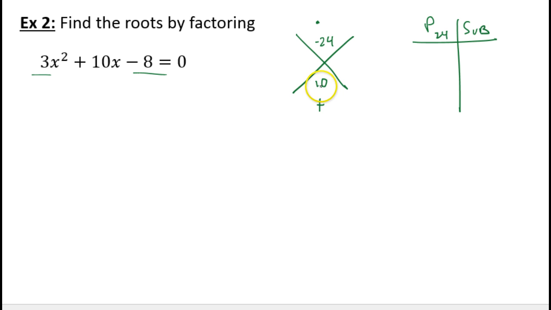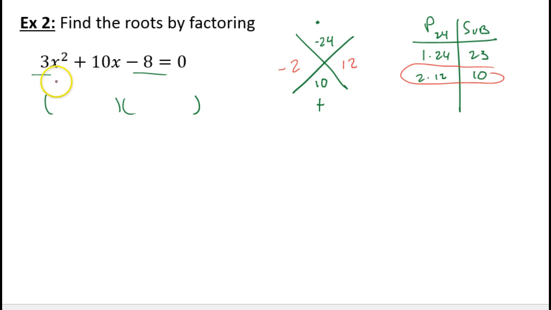I get 10. So I'm going to go 1 times 24, but when I subtract, that gives me 23. 2 times 12, when I subtract, I get 10. Oh, look at that. That's exactly what I needed. I found my two factors. I'm going to write those here, 2 and 12. One of these had to be negative, so this one is the negative this time. So when we subtract 2 from 12, we get positive 10, but when we multiply, we still get negative 24. So I'm going to go ahead and write down my binomials.